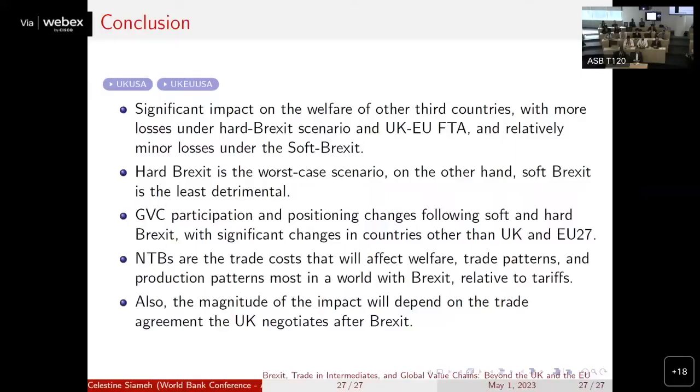But is there something also that the services are less likely to be used as inputs in these GVCs? It could be possible.